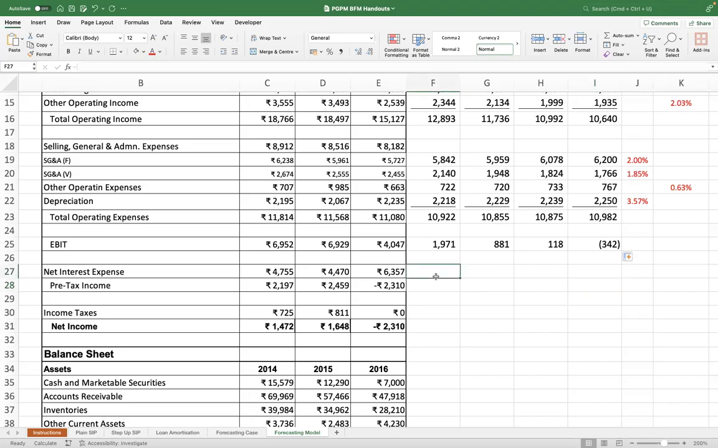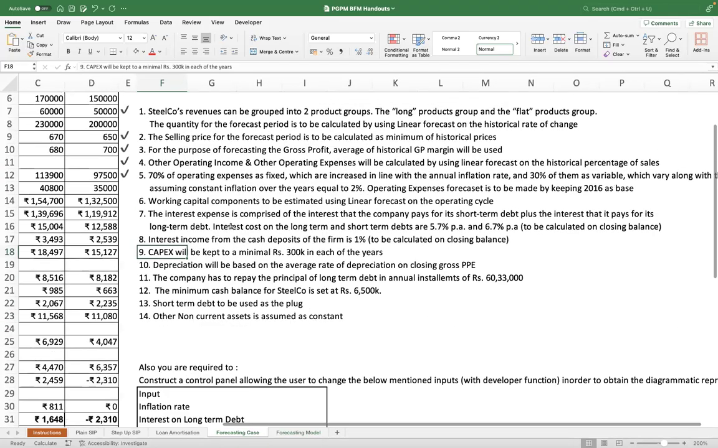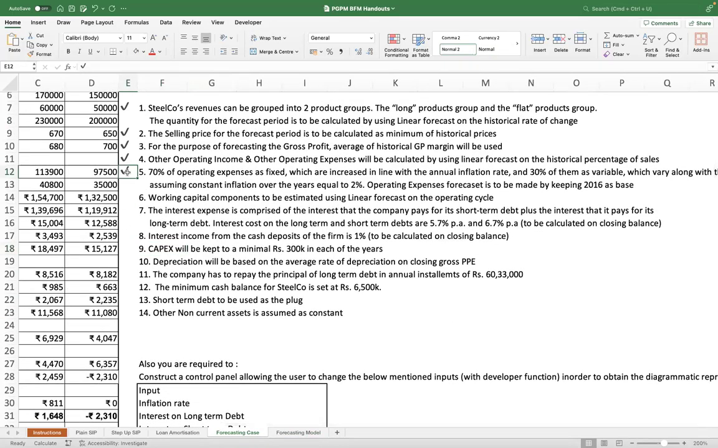Now we come to the other most important part, which is, so can I tick this part now? This is done. So what are the points we have covered? We have covered depreciation and capex both. 9 and 10 is done. All of you?